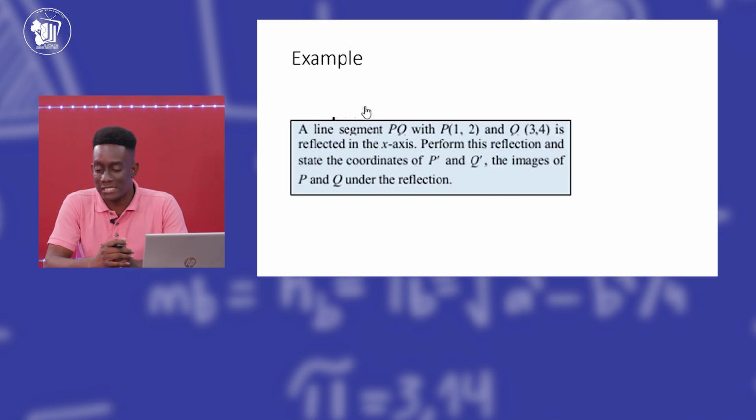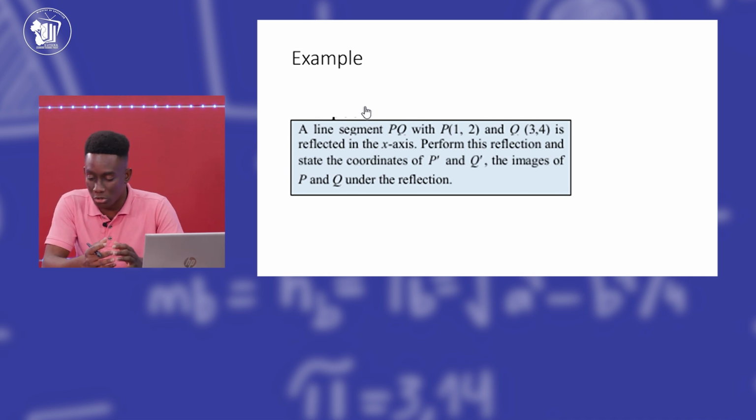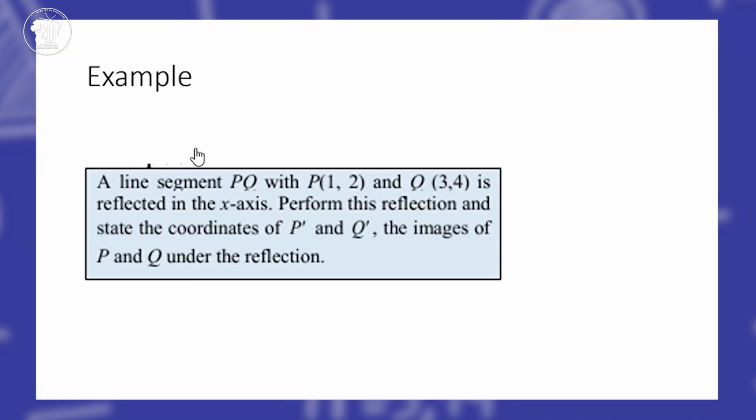The example says a line segment PQ, with P being (1, 2) and Q being (3, 4), is reflected in the x-axis. Perform this reflection and state the coordinates of P prime and Q prime, the images of P and Q under the reflection. So there are some key things here. P is (1, 2) and Q is (3, 4).